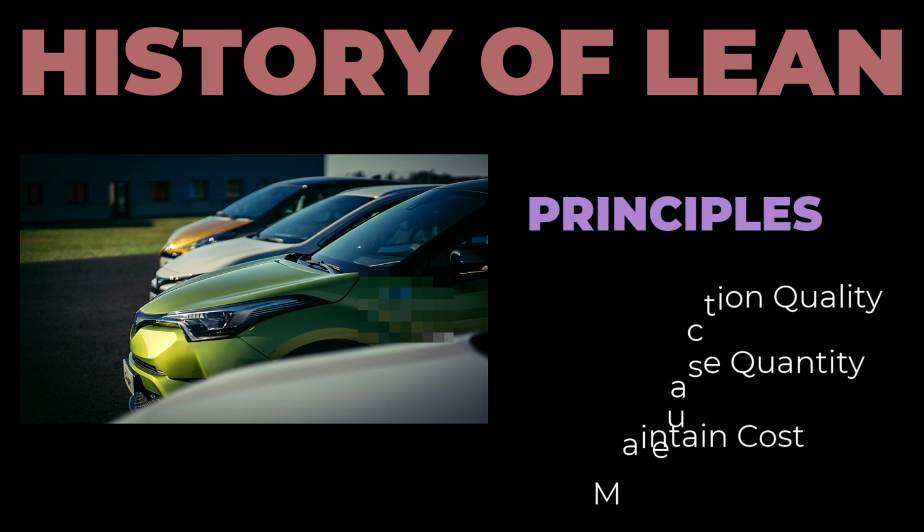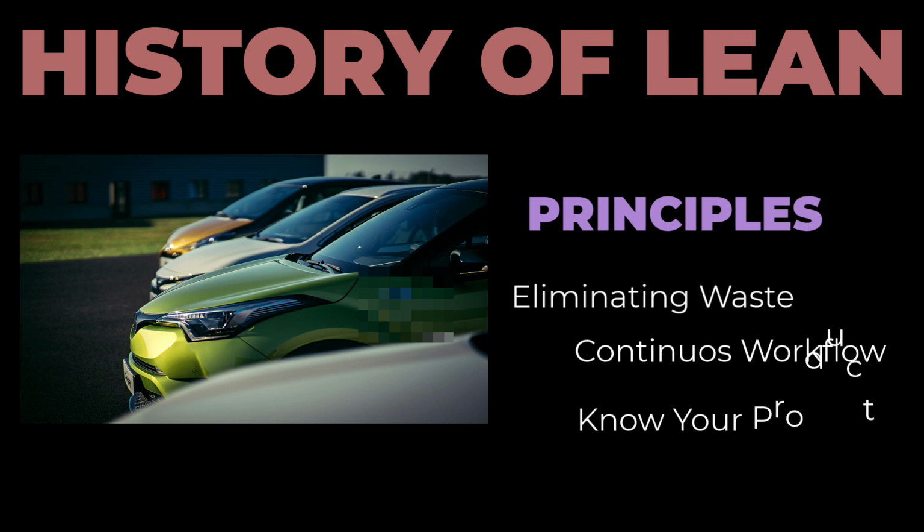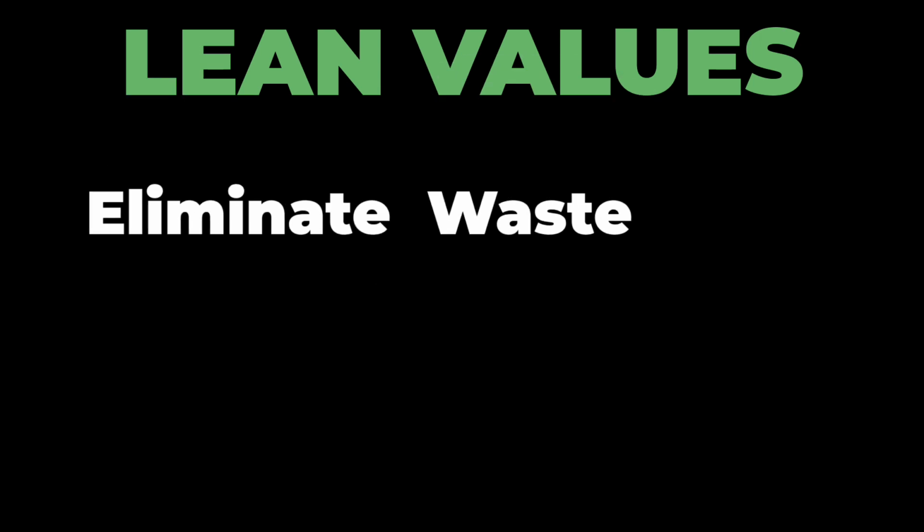So they focused primarily on eliminating waste, continuous flow of work, and knowing more about what you are developing. Along with these, they also practiced continuous improvement. These principles helped them achieve their goals. Later, these sets of principles were used in many industries to improve their efficiency, and these principles were adapted as lean. Lean has a certain set of values. The values followed by lean are: firstly, eliminate waste.